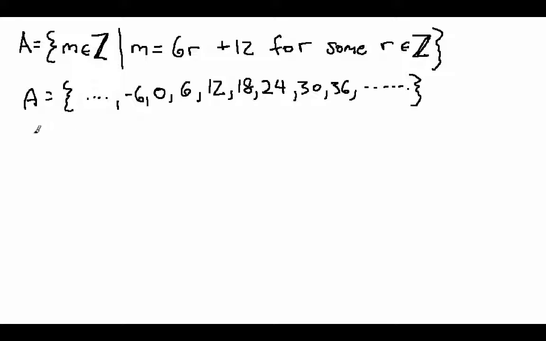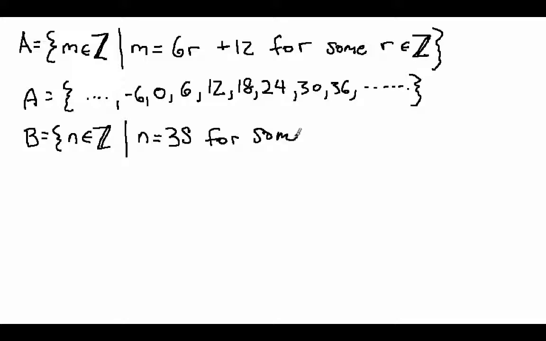Okay, now the other set that they ask us about here is they say let B equal the set of all n contained in Z such that n equals 3s for some s contained in Z. And again, I'm a little uncomfortable with this. What I want to do is start figuring out what the set B looks like.